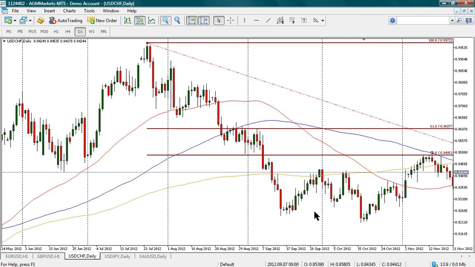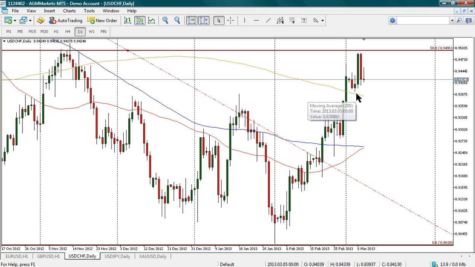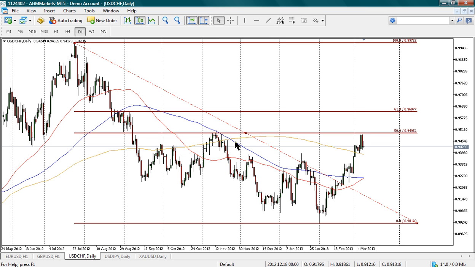We had a daily candle, if we just zoom in a bit here, the 200-day moving average was the key resistance level there. We had a nice daily candle close above that, so I wouldn't be surprised to see it come and test this 50% retrace level, which is also previous resistance. If you look to the left of your charts here, you can see a nice key resistance level there where it got capped at the 100-day moving average as well. But that 0.9495 is definitely key resistance here on this dollar Swiss chart.